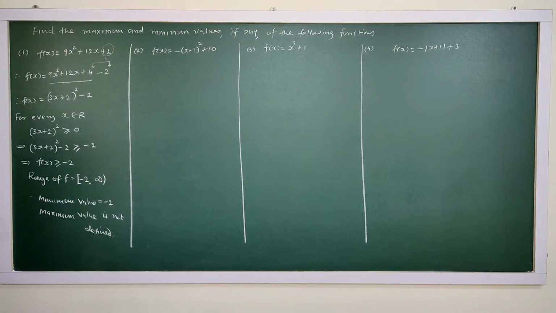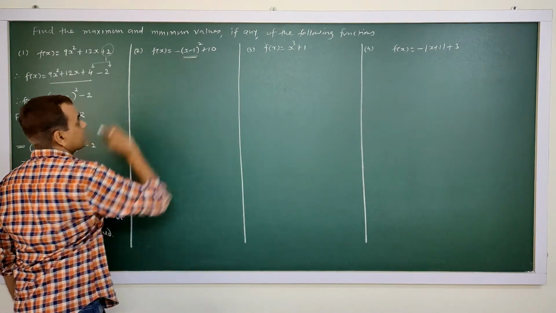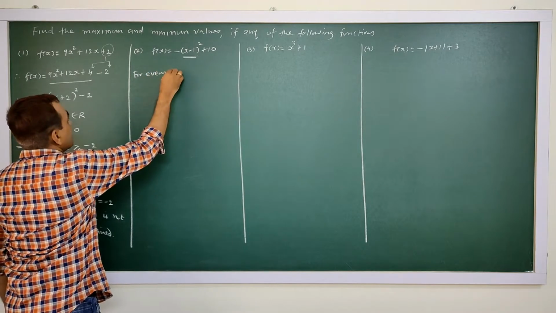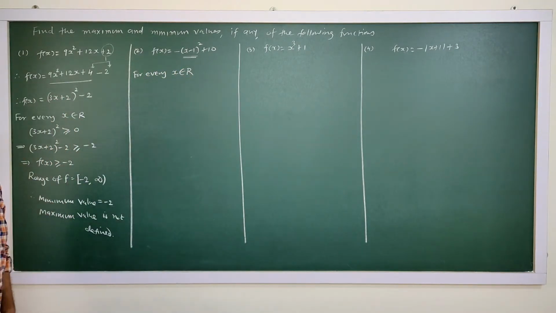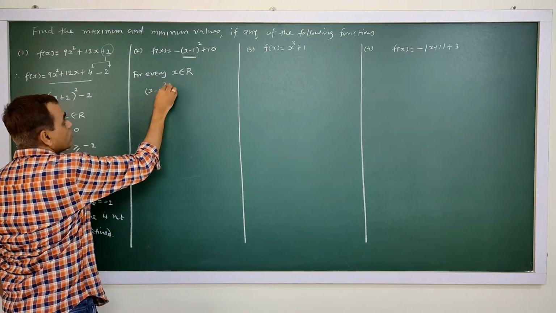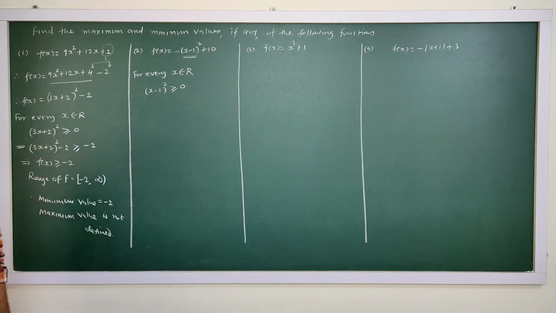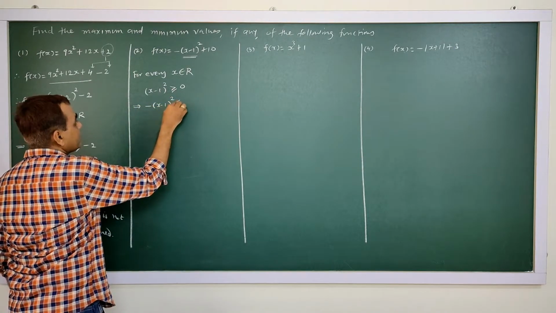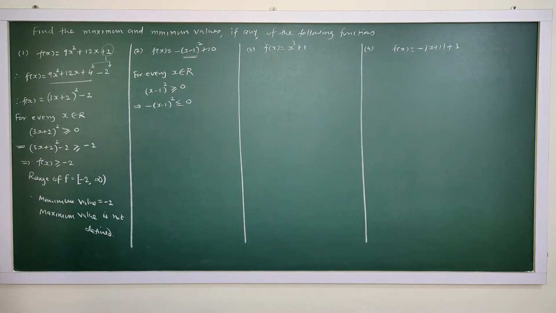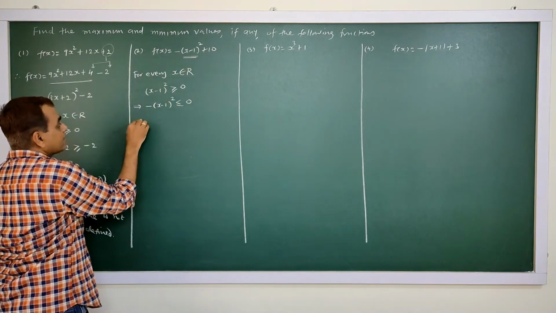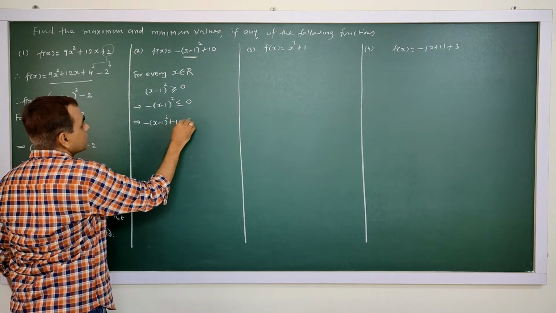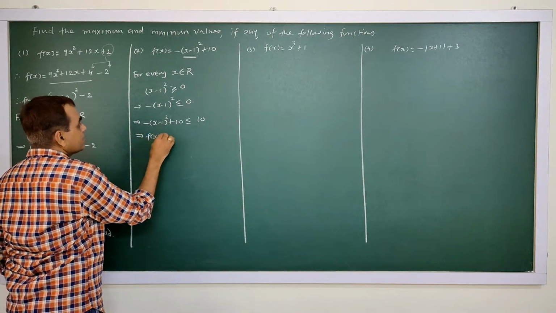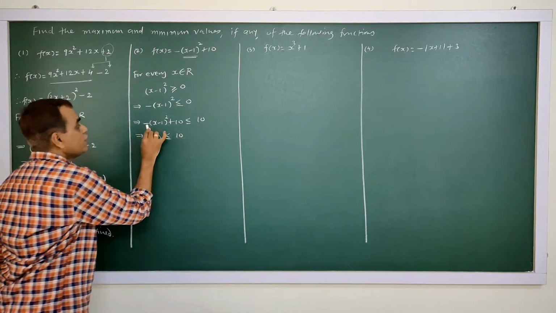Similarly here, observe this part. By observing that part, we can start: for every x belonging to R, (x − 1)² is always greater than or equal to 0. Now multiplying both sides by −1, this will be less than or equal to 0. Then I am adding 10 on both sides. So this is that f(x) is less than or equal to 10. This is the value of f(x).